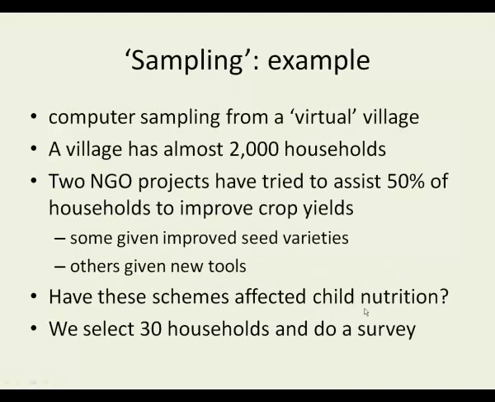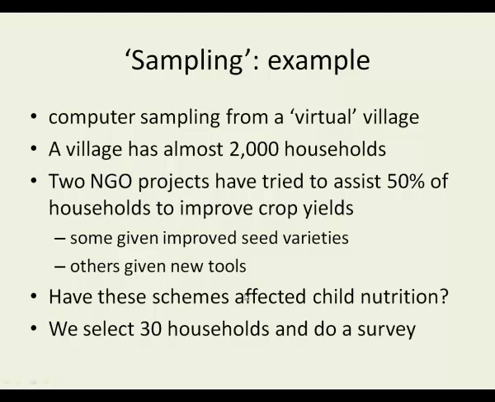Here's an example then. I set up a computer to sample from a virtual village. I had the data in a spreadsheet. The village has got almost 2,000 households. Now, 2 NGO projects have tried in this simulation to assist 50% of the households to improve crop yields. And so out of the 2,000, about 1,000 have got some help. Some of those 1,000 got improved seed varieties, high yielding varieties, drought resistant and so on. Others were given new tools.